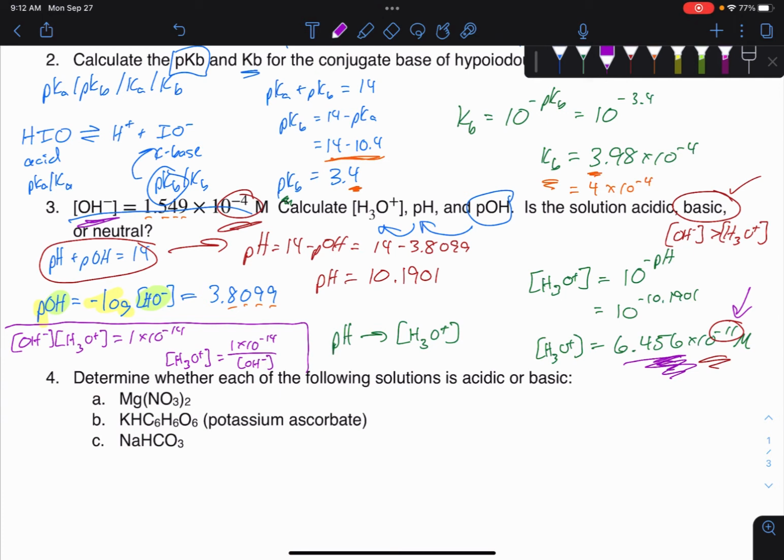And then just to finish my thought here, if I had calculated hydroxide first, then I would have gone through probably this sequence in terms of the order of calculation. Right? Calculate pH first and then the pOH. Either way, either path works for these types of calculations.